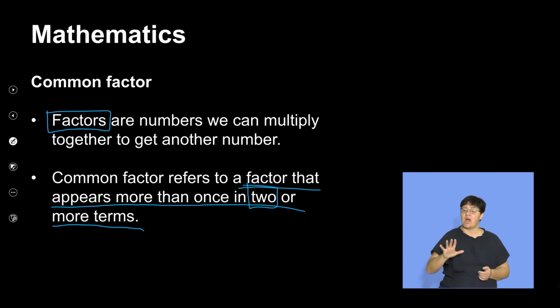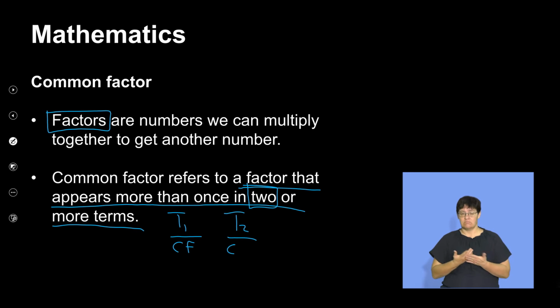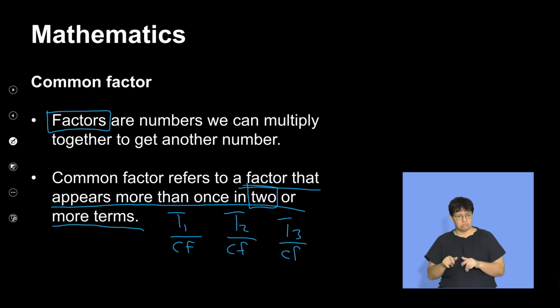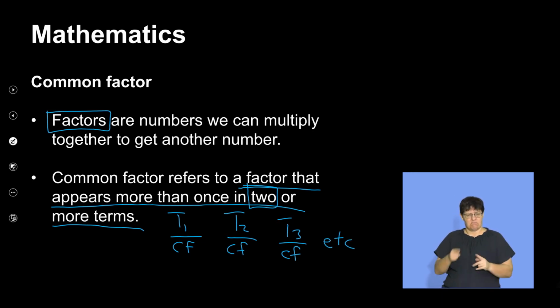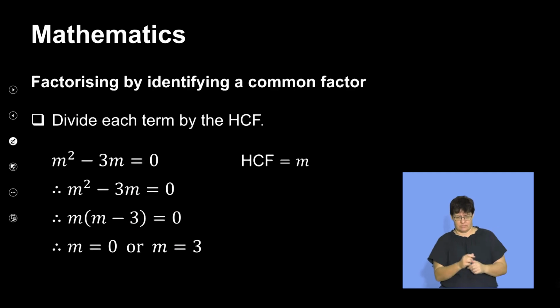As long as it is common in all of them, then you can take it out as a common factor. And then also one of the main rules about a common factor is after you take it out, you take each term and divide it by your common factor, which I will call CF. Another term, you divide it by your common factor. Another term, you divide it by the common factor. Like that with all the terms that you have, depending on how many terms you have.